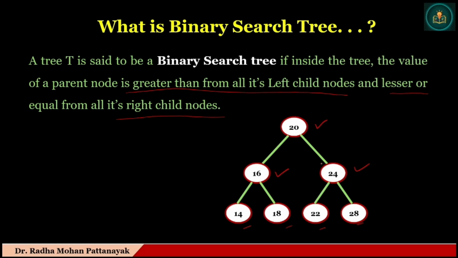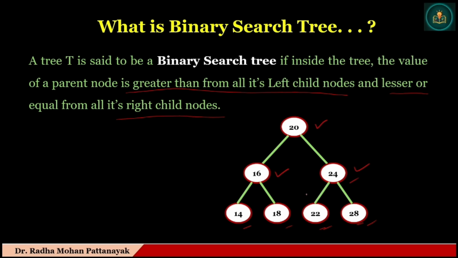So in this tree if you see, the value of 20 is greater than 16, 14 as well as 18. So what are 16, 14, 18? They are the left children of 20. Means you can see here the value of 20 is greater than all its left child nodes. Similarly 20 is lesser than 24, 22 and 28. And you can observe that the value of 20 is less than all its right child nodes.